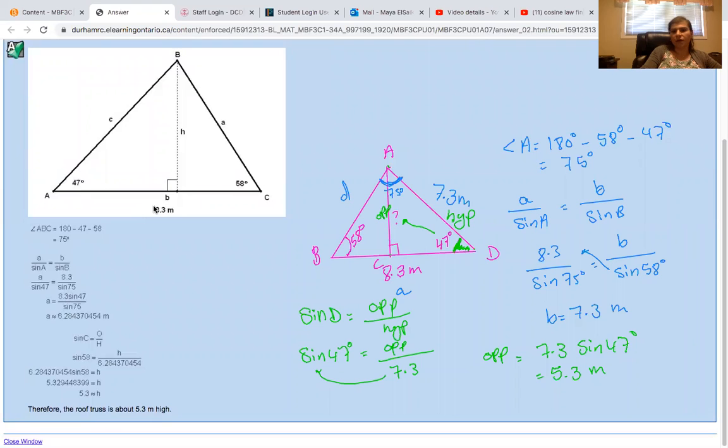So if you see here, they also did find the side. No, actually, they found this side right here. They found this side, which is across from the 47. So they found D, and then we ended up with the same answer. Okay.